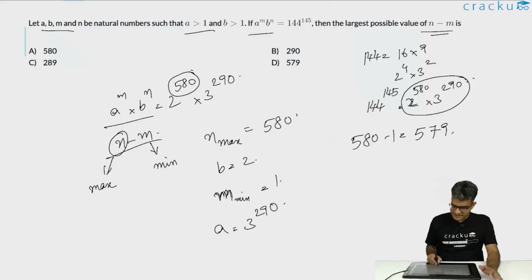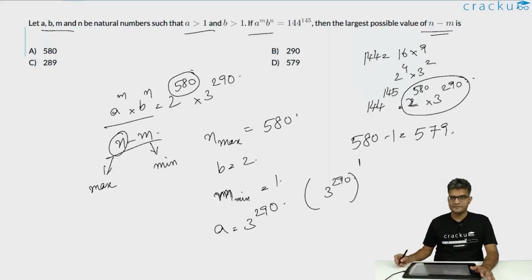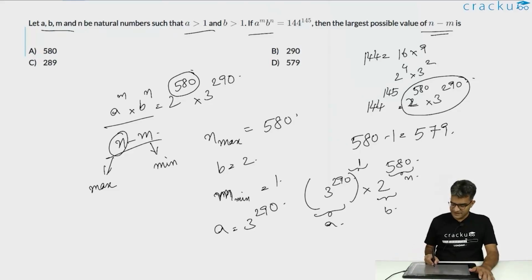In this particular case, what we are saying is A to the power M into B to the power N will be 3 to the power 290, which is the value of A, whole to the power 1, into 2 to the power 580. This is the value of A, this is the value of B, this will be the value of N, this will be the value of M. So the maximum value of N minus M will be 579, which is option D.